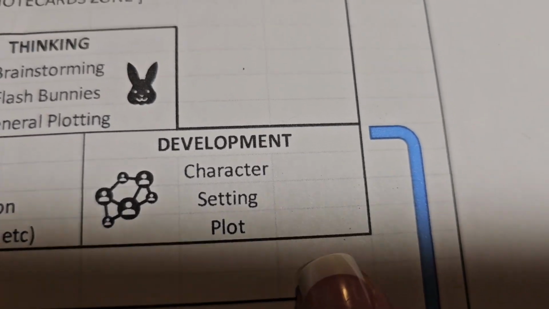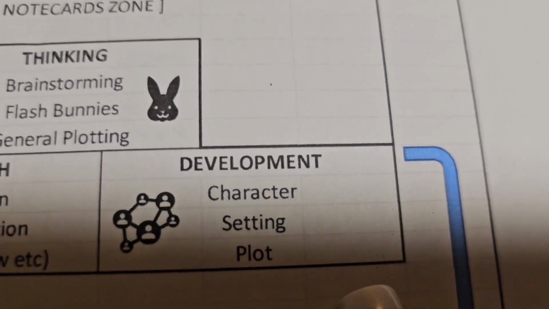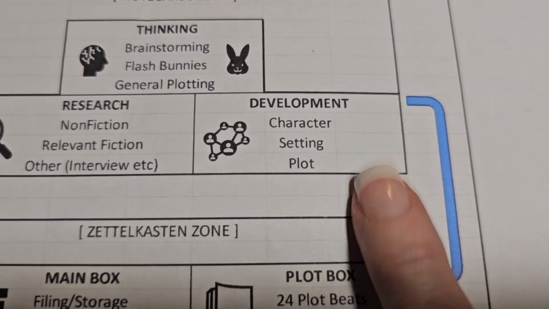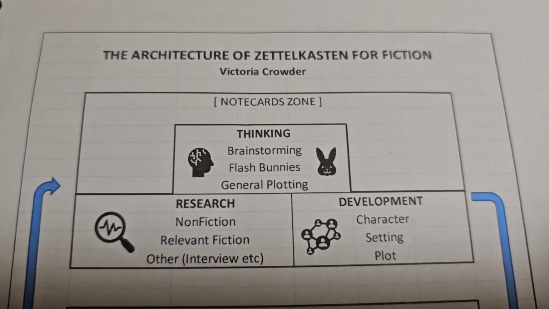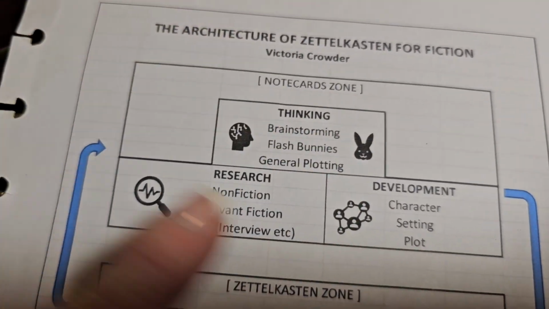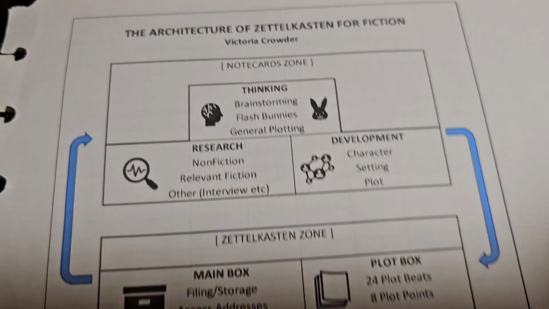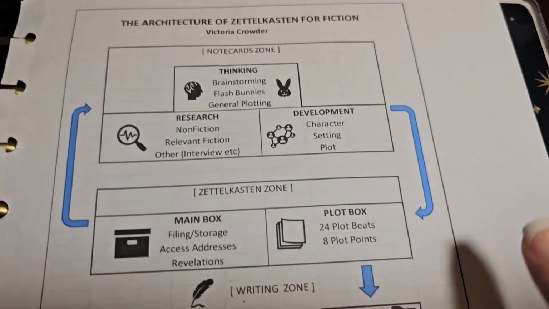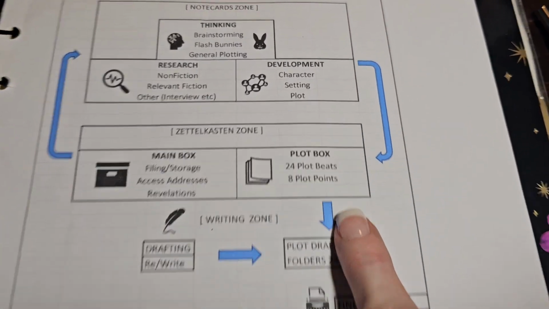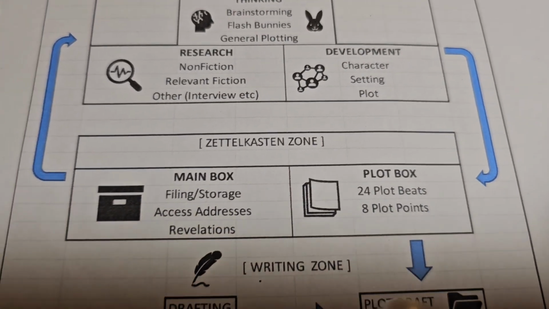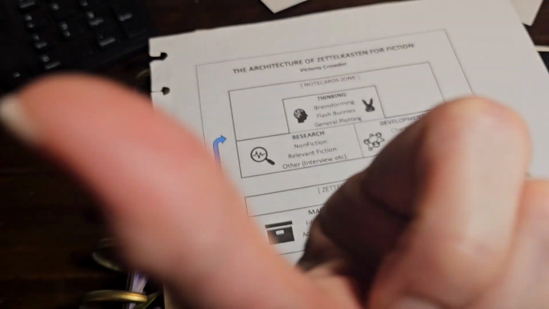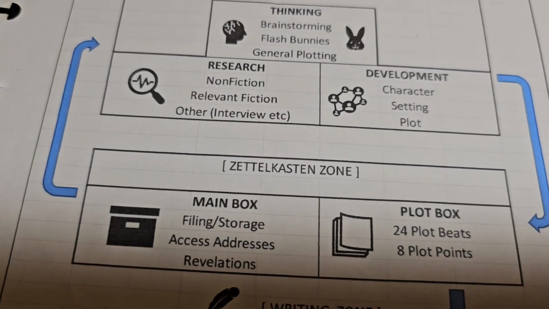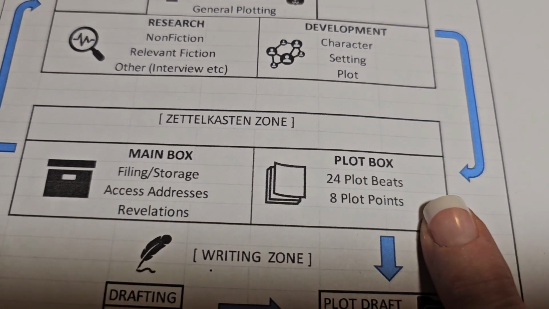So we've got developing characters, setting, which includes scenes and sequels, and plot. We'll talk more about each of those elements later, but those are the three things that help me produce the note cards that are going to inform and become parts of my story. So you'll see from there, we have an arrow down to the Zettelkasten zone, which is comprised of two pieces. The main box, which I showed you yesterday when I showed you how I set up my main box behind me, and then the plot box.